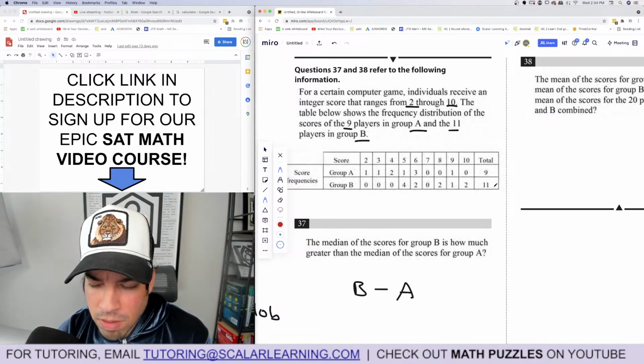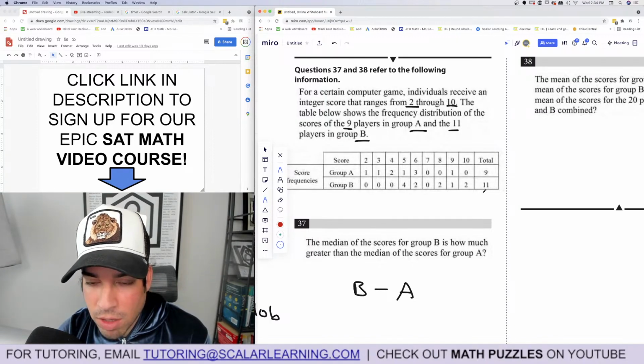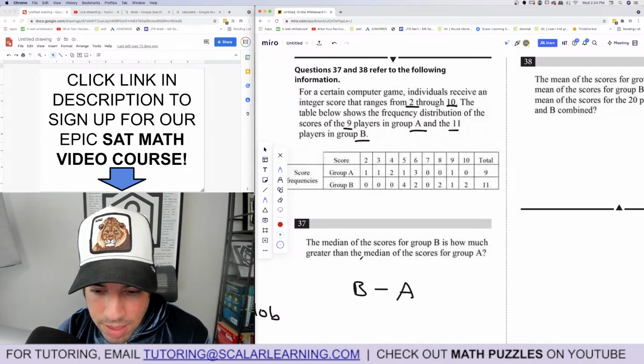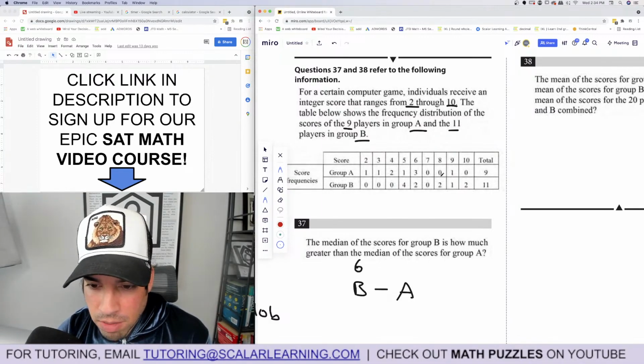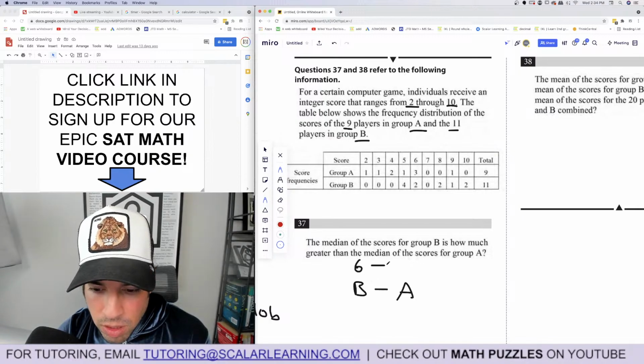So the median of 11 would be the 6th value because we have 5 on each side. So 1, 2, 3, 4, 5, 6. So the 6th value. So the median of B is 6. Let me just make sure. And then we'd have 5 there. Yeah. And then the median of A, since it's 9, would be the 5th value. So 4 on each side. So 1, 2, 3, 4. So the median is 5. And again, we have 4 there. So it's 6 minus 5, which equals 1.